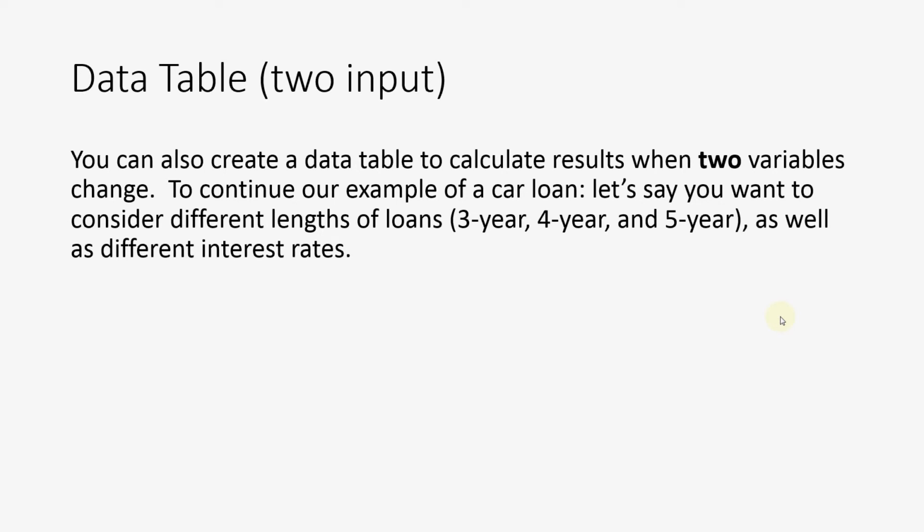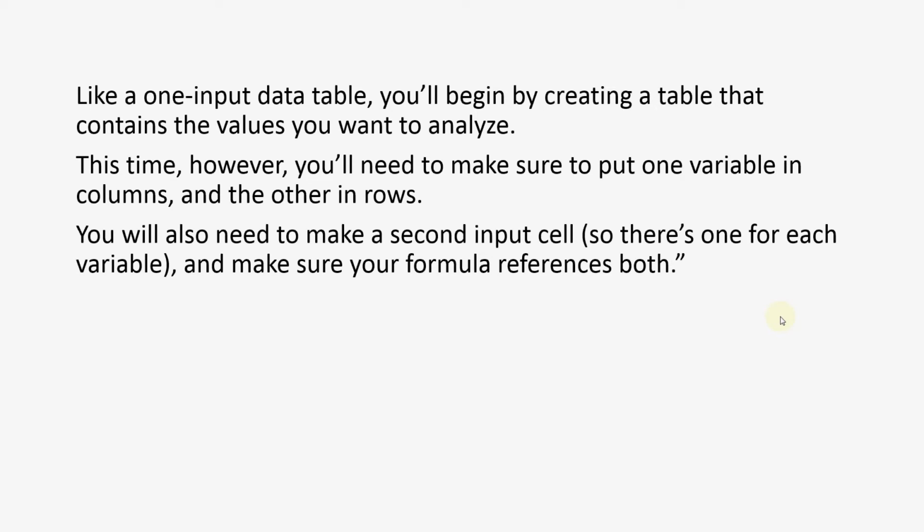You can also create a 2-input data table, and it's very similar to the 1-input data table. Like the 1-input data table, you'll begin by first creating the table that contains the values that you want to analyze. This time, however, you'll need to make sure to put one variable in column and the other one in rows. You will also need to make a second input cell so that there's one for each variable, and make sure that your formula references both.